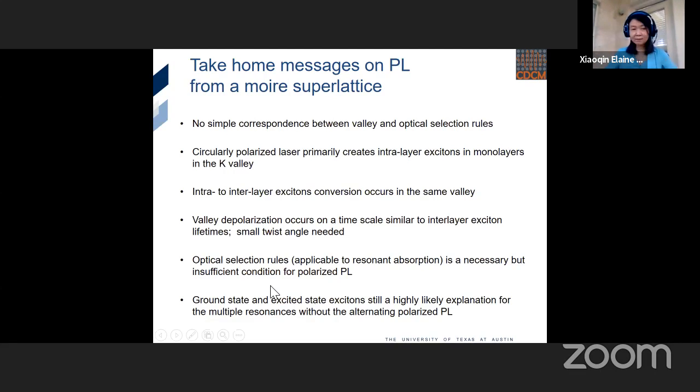Only then can we have this alternating selection rule. It's not easy to observe this alternating selection rule in all samples, because anytime you're looking at luminescence, it's the result of a competition of several decay channels. So it's only in the low twist angle cases that you can hope to see this alternating selection. But nevertheless, based on how deep the Moiré trap is and the energy spacing between these peaks, we still believe these multiple peaks likely arise from ground state and excited state.